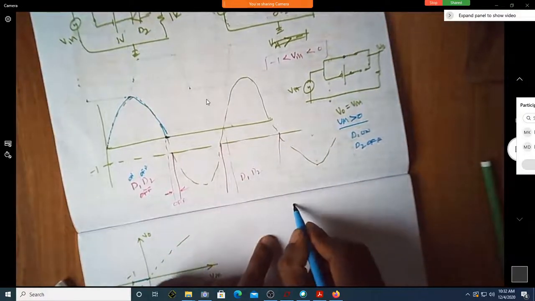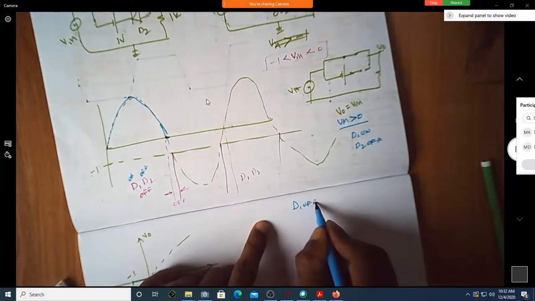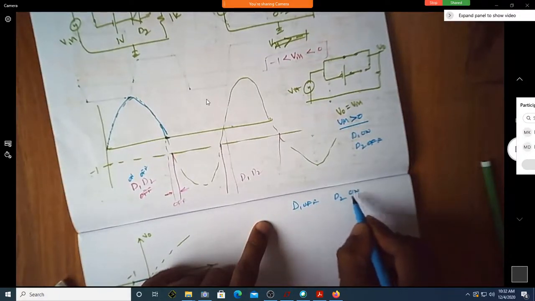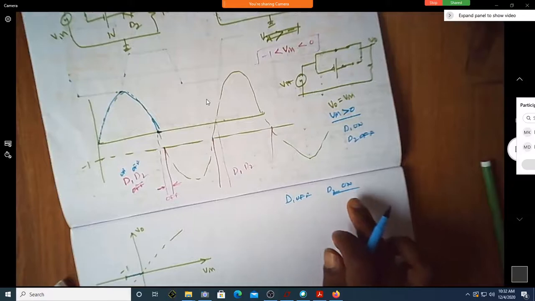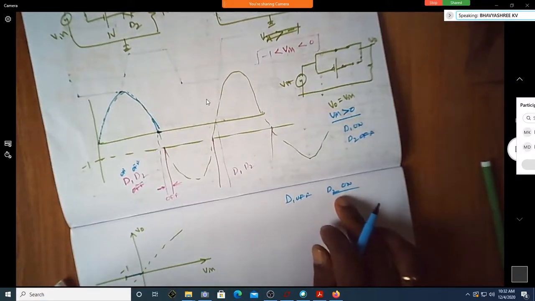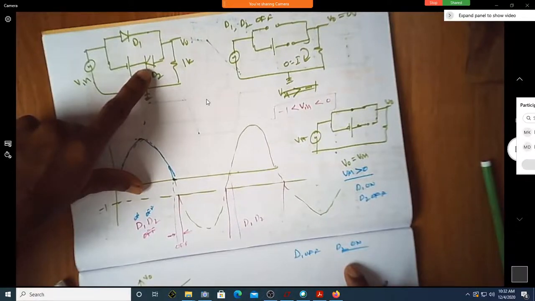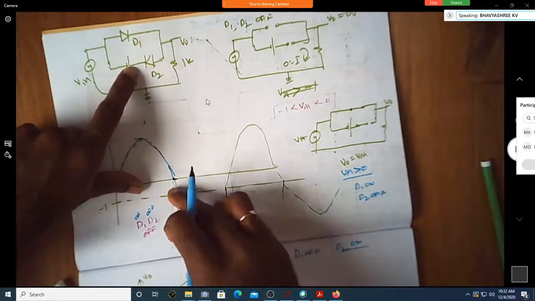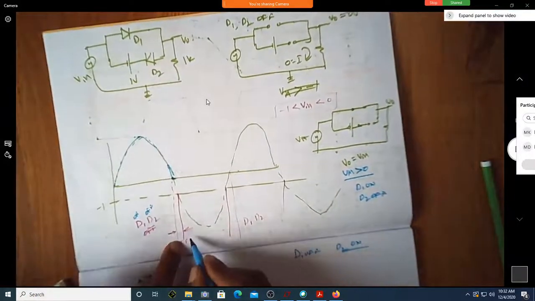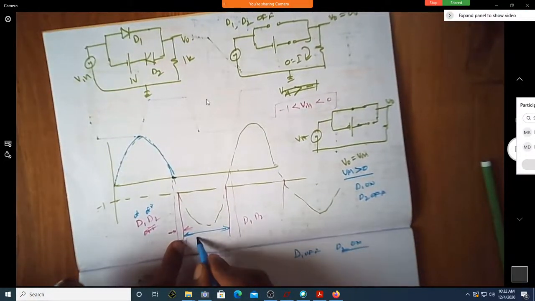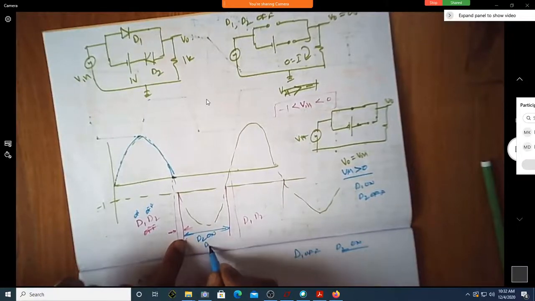Let us consider the condition where D1 off, D2 on. When will this condition occur? When will D2 turn on? It will turn on if the input voltage goes below -1. Below -1, this is the region where D2 is on, D1 is off.